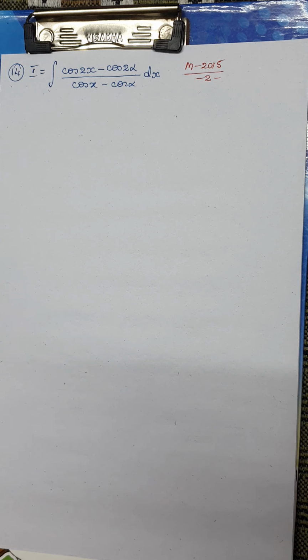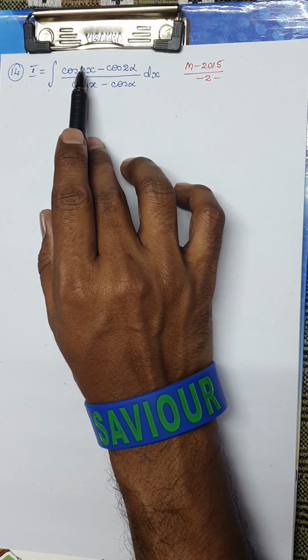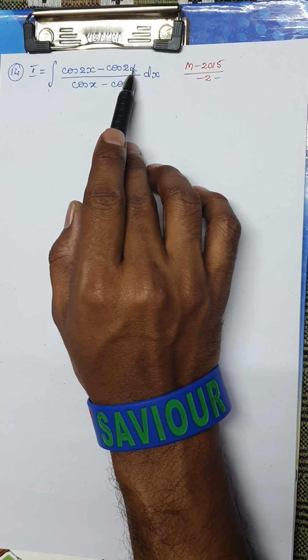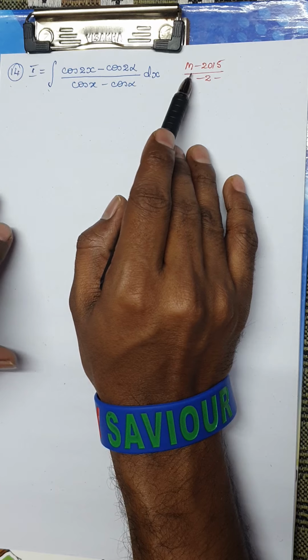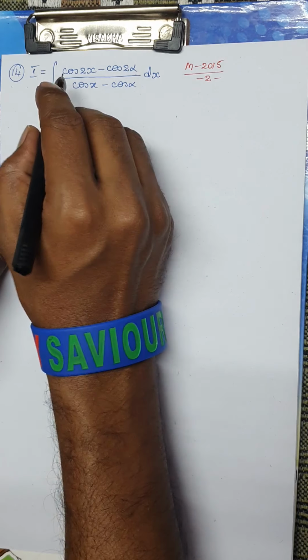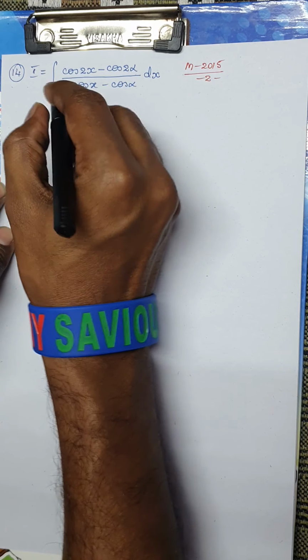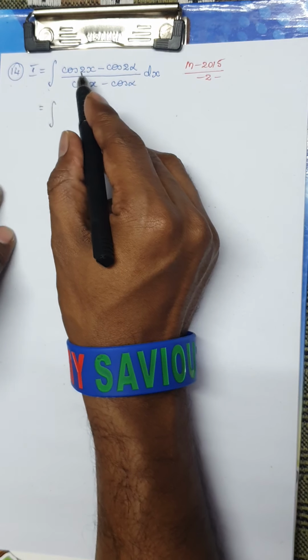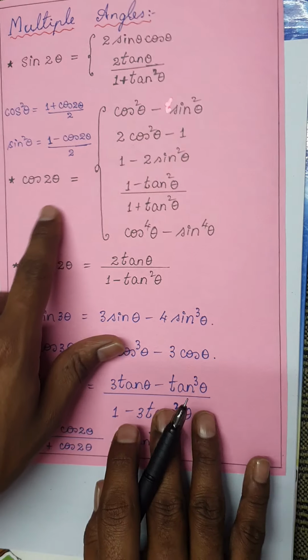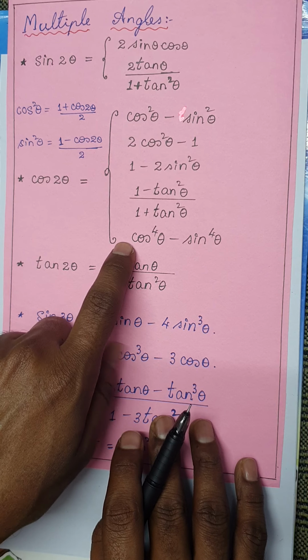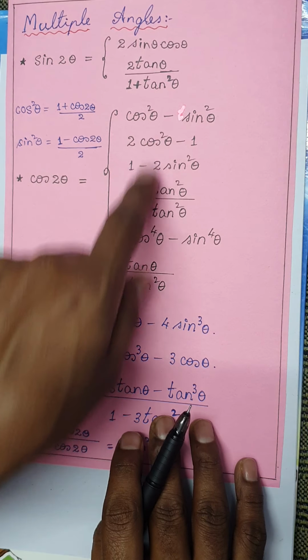The next integral we have is the integral of (cos 2x minus cos 2 alpha) divided by (cos x minus cos alpha) dx. This was asked in March 2015 for 2 marks. So this can be written as, remember, cos 2 alpha. We have the basic formula for cos 2 theta. There are 3, 4, 5 options regularly. We can use any one which we need.